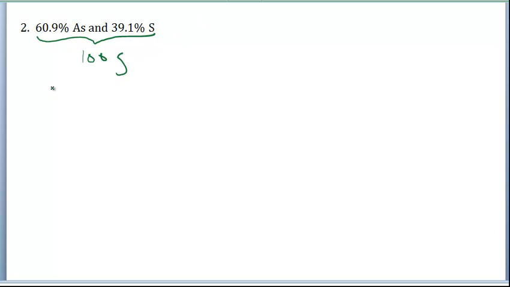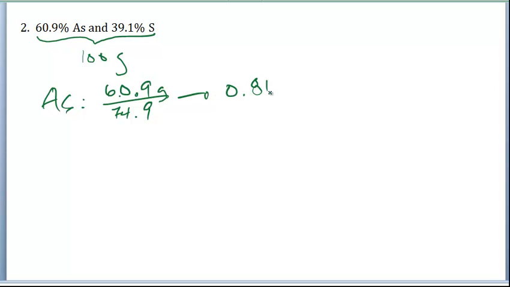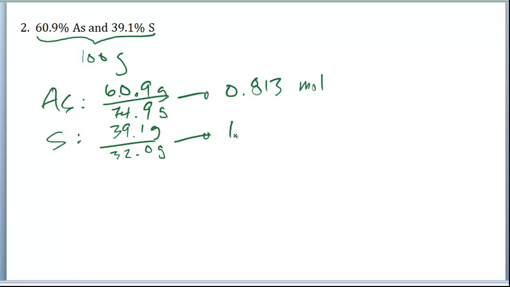So what that implies is we assume that we have 60.9 grams of arsenic, and when you look up the atomic mass of arsenic, you get 74.9 grams, which turns out to be 0.813 moles. Okay, so we've got 0.813 moles of arsenic. Sulfur, we assume that we have 39.1 grams of sulfur, and the atomic mass is 32.0 if we round to the nearest decimal place. And when we do that, we get 1.22 moles.